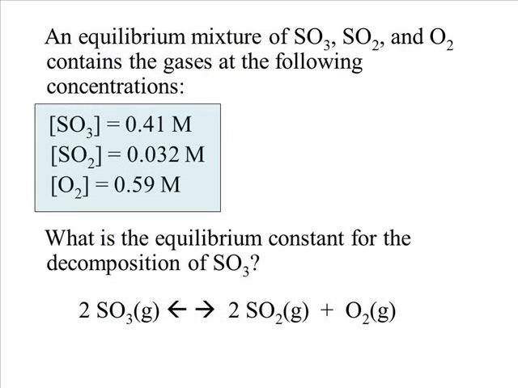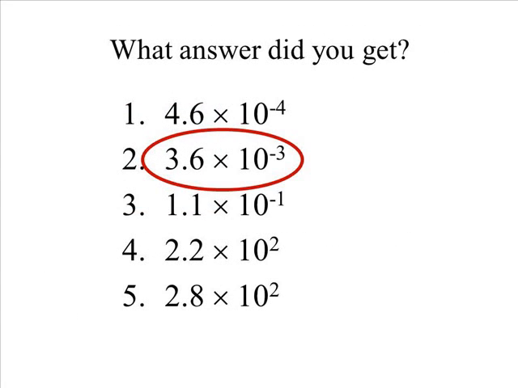Let's look at another question. This time you need to write the equilibrium expression yourself, put in the molarities, follow the calculation format, and pause the video while you're doing this. When you're done, you should have gotten 3.6 times 10 to the negative 3. If you got any of those other answers, you did not apply the law of mass action correctly.